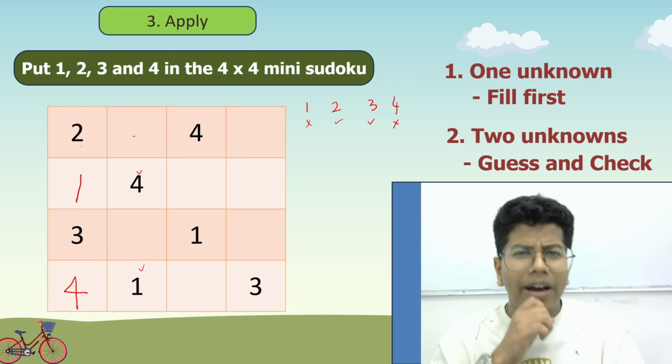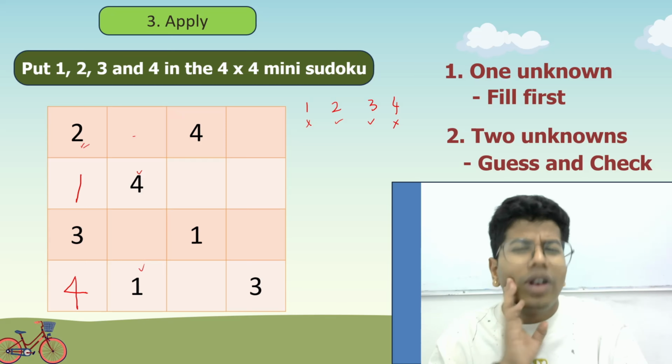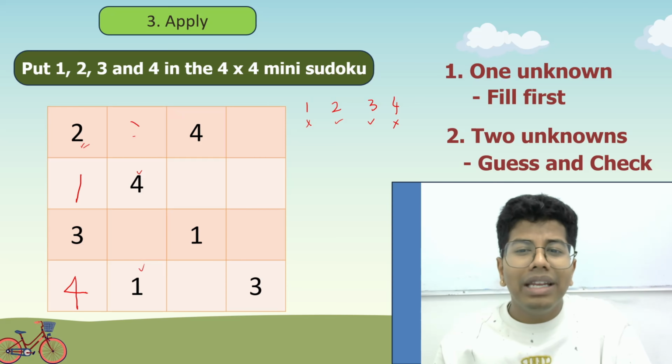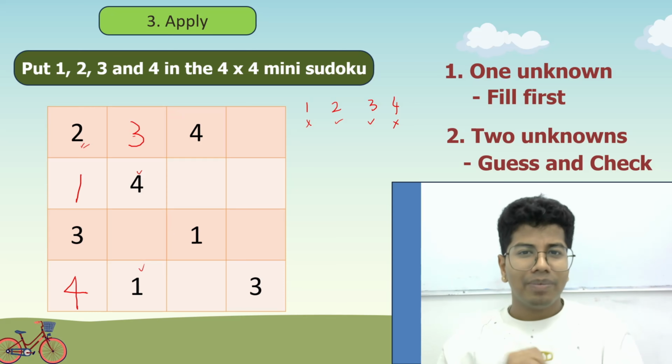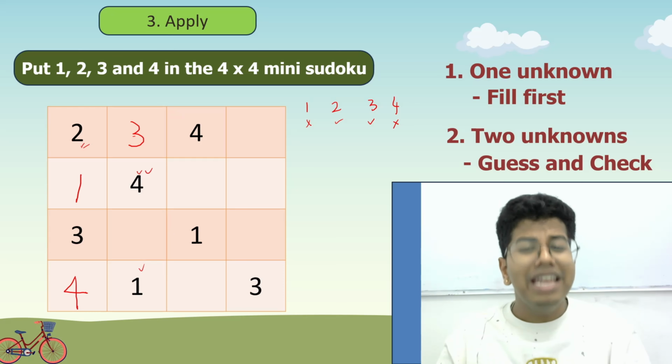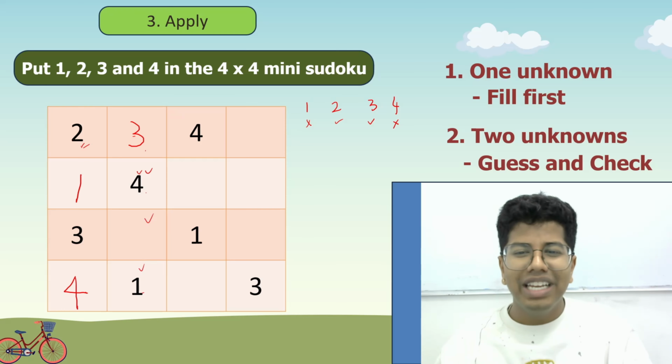Can I put 2 here? Of course not. 2 is already here. It can't be in the same row. So the only number I can put here is 3. And now, if 3 is here, 4 is here, which is the only number that I can put here? Oh, 3, 4, 1. So the only number left is just 2.